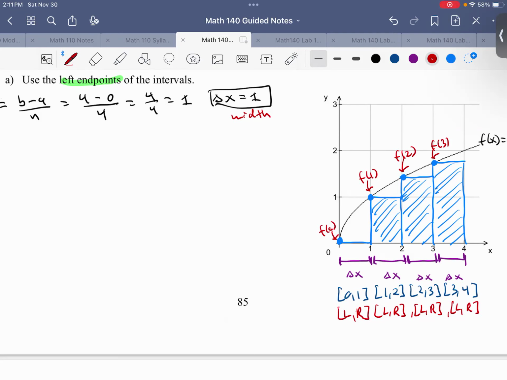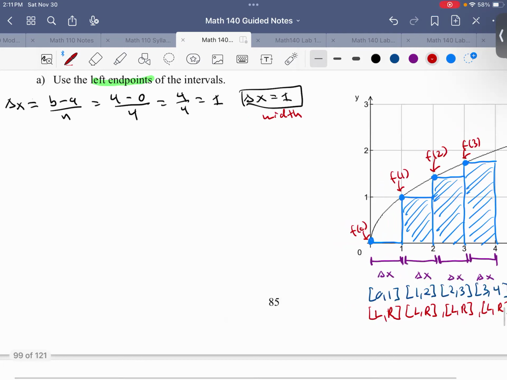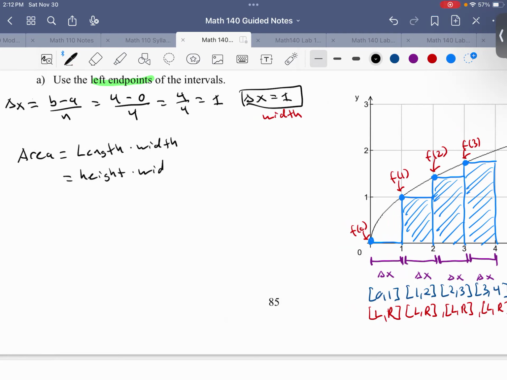Okay, so now that we have our 4 rectangles, the last thing we've got to do is add up the area of all these rectangles. So recall that the area equals length times width, but in this case, you can also change it to the height times the width. And so the height of this first rectangle is f of 0, and the width is delta x.